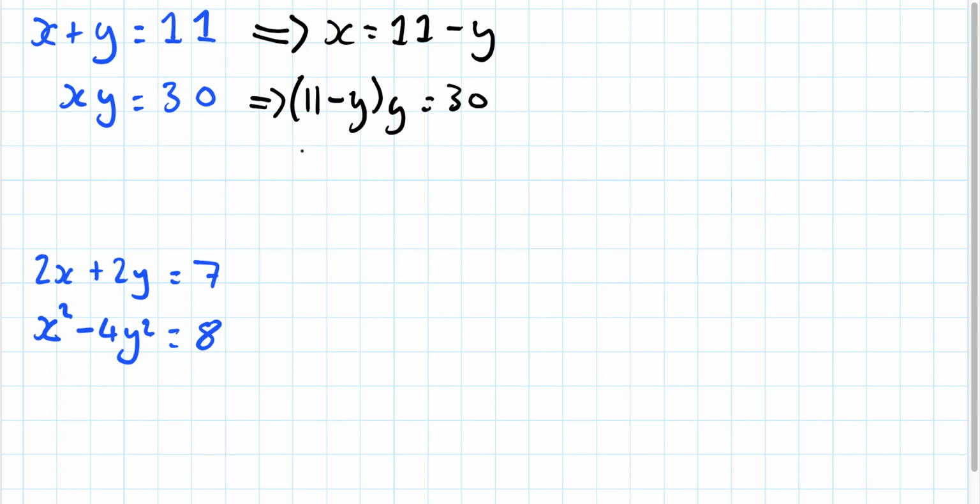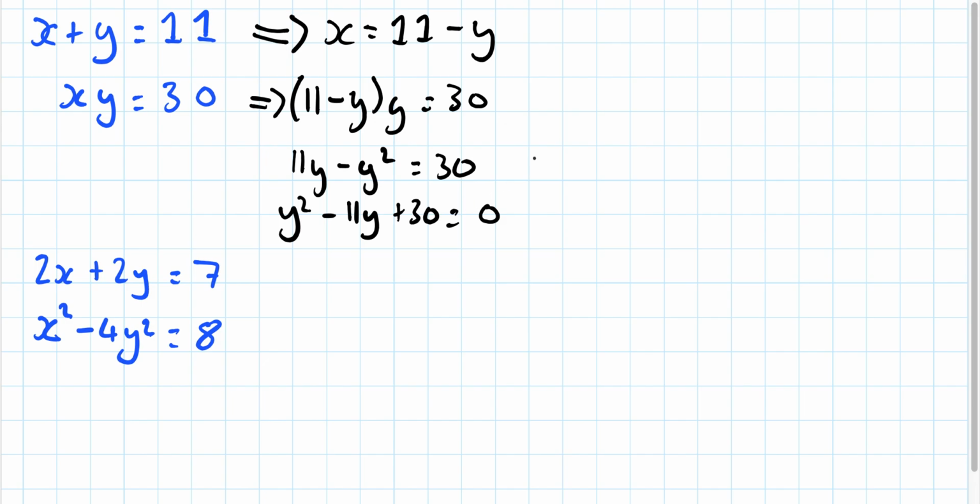Expand that out. I get 11y minus y squared equals 30. And then I'm going to rearrange all of this to get a quadratic equation. So y squared minus 11y plus 30 equals 0. So I've just taken everything to one side. And now that I've got my quadratic equation, I'll just solve this.